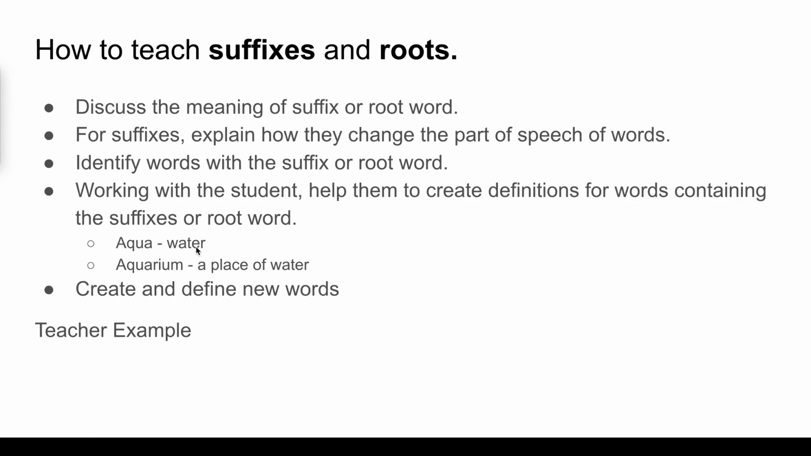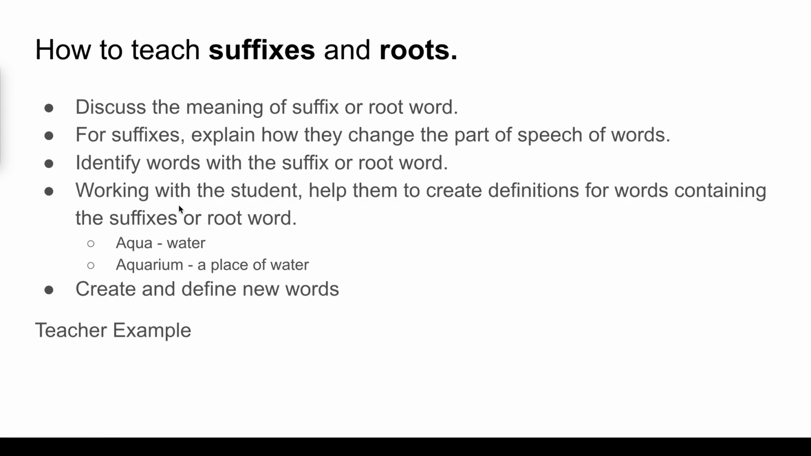Aqua means water. Okay, so if we add aqua to ium, we get aquarium. And ium is like a place, so like a place of water. And we know this is like a museum for aquatic animals. So we can start to look at how, if you see the root word aqua, we know it has to do with water.